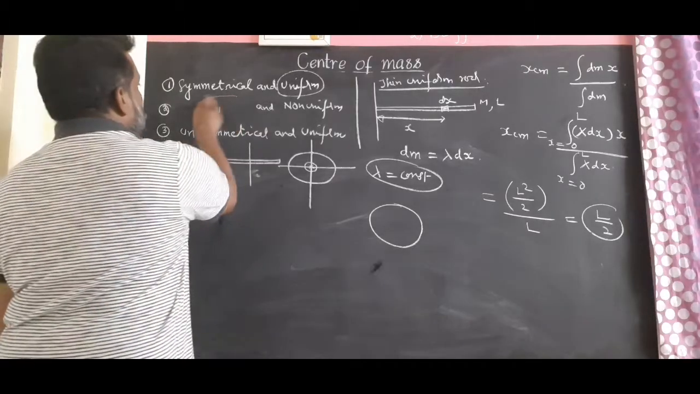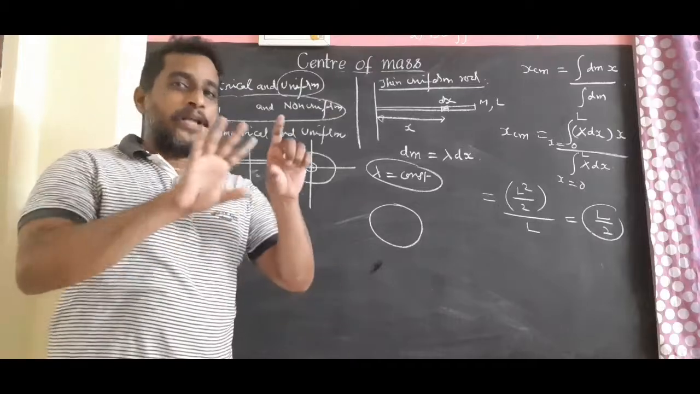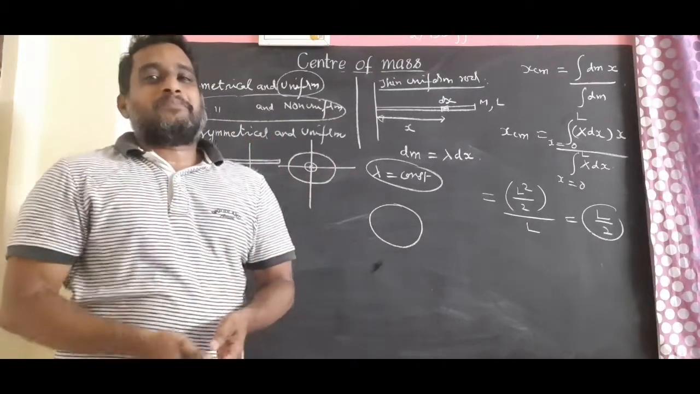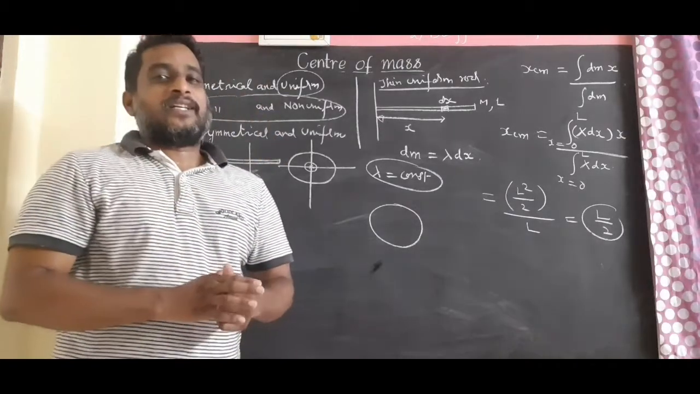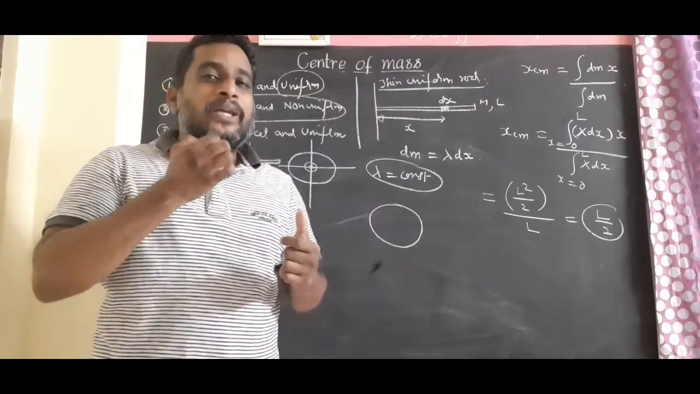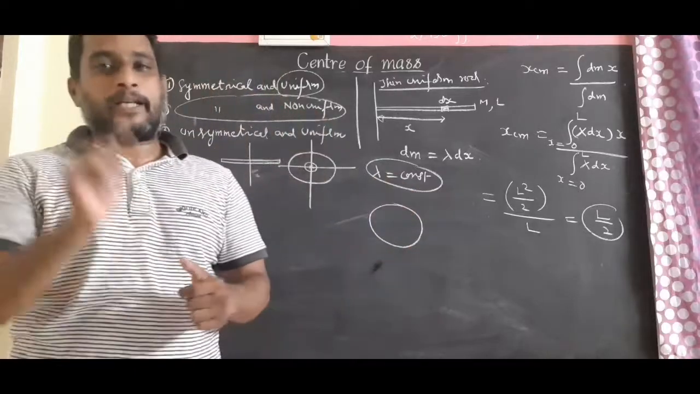Come to the second case. The second case is where the body is maintaining symmetry only, but it is not uniform. Non-uniform mass distributed body, which means that the density factor is not constant. Then how do we deal with such a case? Let me explain clearly here by taking one simple example.